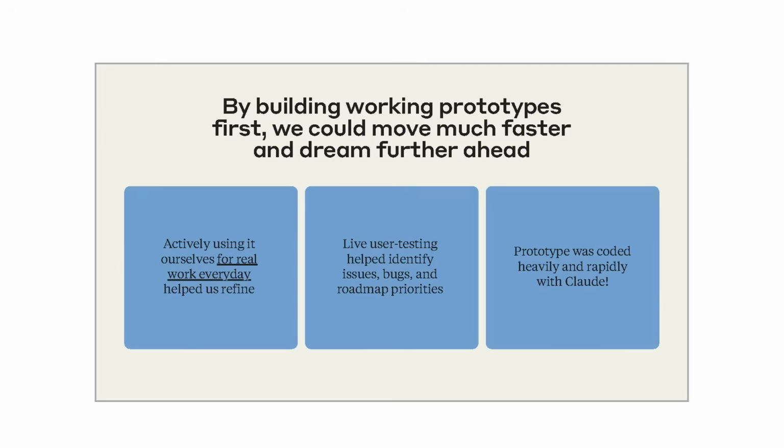So building things in Canva's repository enables us to scale and serve all of our customers, but it's not really the fastest place to be experimenting and testing new concepts, especially in the fast-moving world of AI. So by starting to build, iterate, develop, test and work in prototypes, we could move so much faster and dream heaps and heaps ahead.